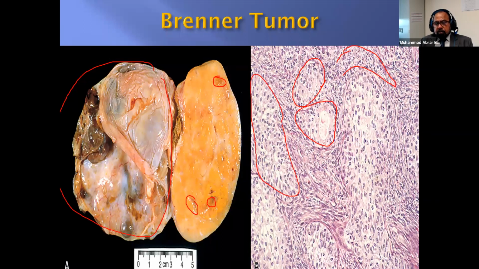Some of the glands show a mucin secreting epithelium, and they secrete this mucin, right? Not all. For example, in this one, you hardly see any mucus secreting cells, right? But they are mostly looking like a transitional epithelium. So these are called Brenner's tumor.